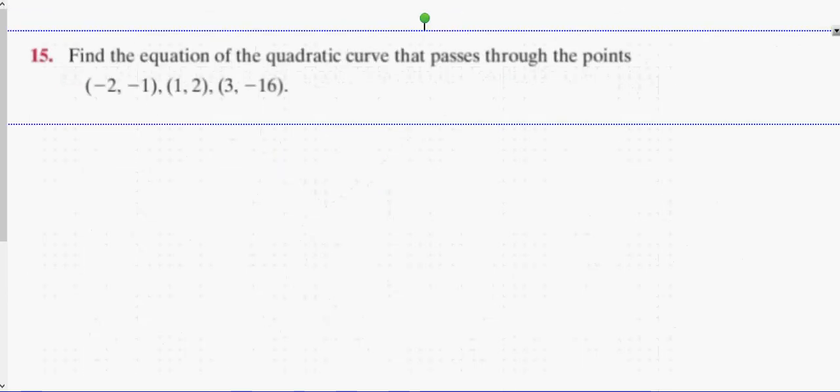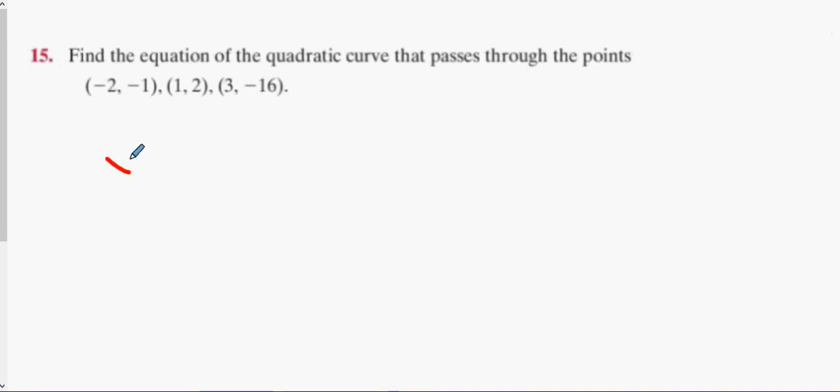This one here, an equation of a quadratic curve. Any ideas how to do this? What's the formula for a quadratic curve? A generic formula. y equals ax squared plus bx plus c. Great. What can you do next? Any of you know?